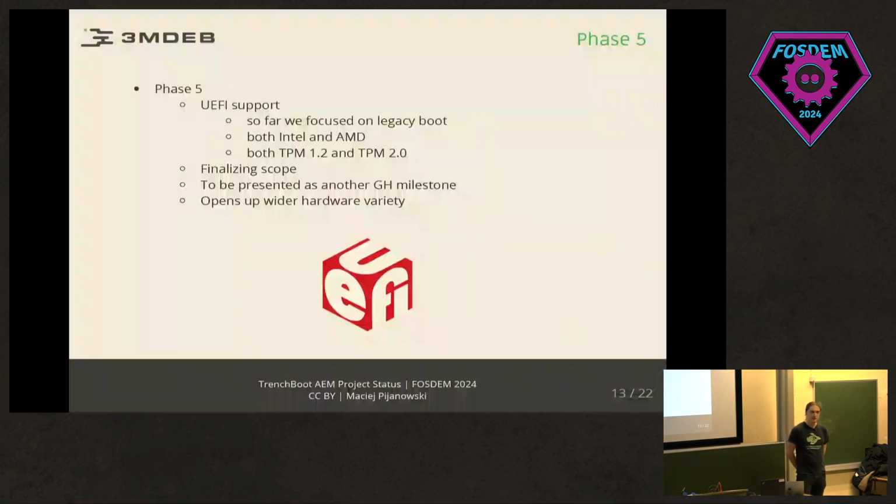What are the further plans? After we finalize the phase 4, or maybe not after, we are already scoping phase 5. Its goal is to bring UEFI support as well, because so far all of the previous ones were focused on legacy boot only. For phase 5, we want to support both Intel and AMD platforms with both TPM 1.2 and 2.0. So we are finalizing the scope to gather what needs to be done, basically, and we plan to publish that as another GitHub milestone. So if you're interested, you can also follow that topic.